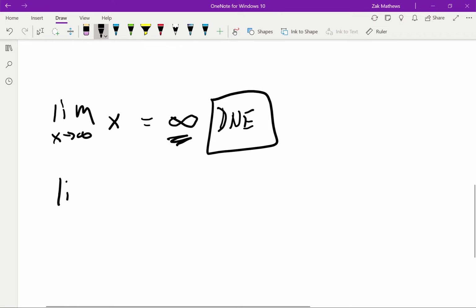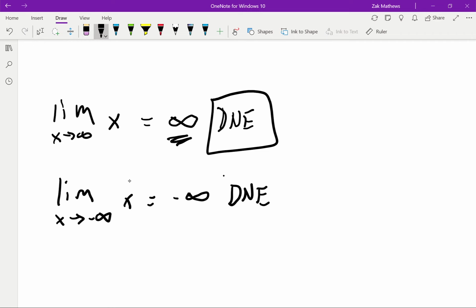Now here it does matter if we're going to positive or negative, right? If I'm going to negative infinity of x, that's going to go to negative infinity. Still doesn't exist. It's just going to negative infinity.